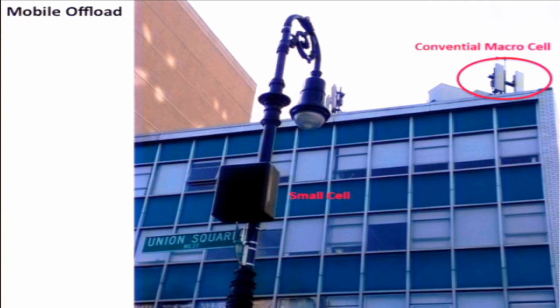You know, for example, here's a picture of a macro cell and a small cell in close proximity. Interestingly, this small cell is located on a street lamp. So there's this synergy between the positioning of lighting and where we want to do wireless access. And indoors, that's where we want to exploit that.